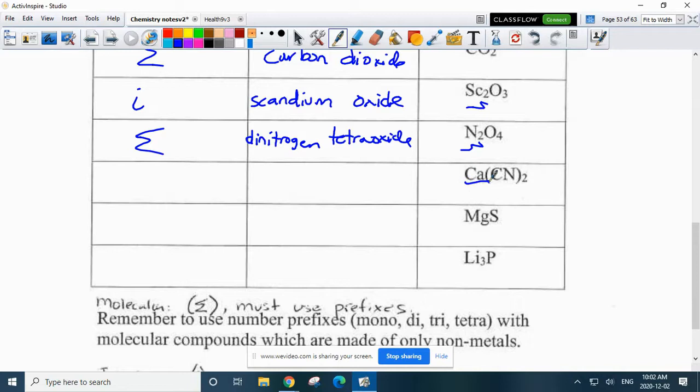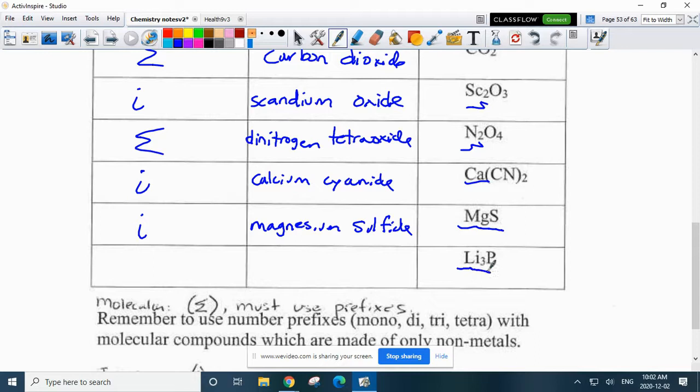Starts with the metal, so it's ionic, so I don't use prefixes, so it's just calcium cyanide. Next one starts with the metal, so it's ionic, right? So once again, you just have to write it out, it's magnesium sulfide.